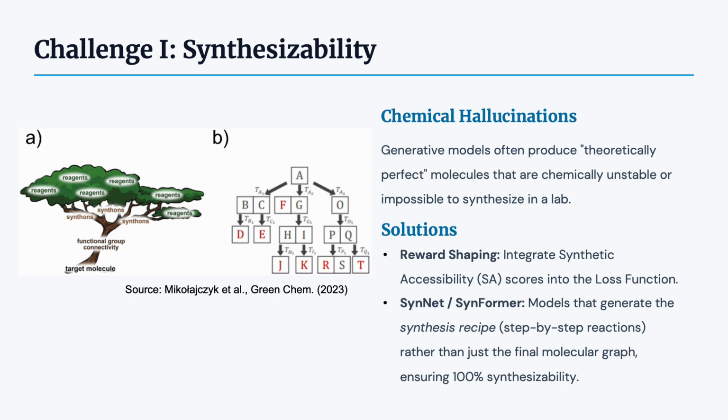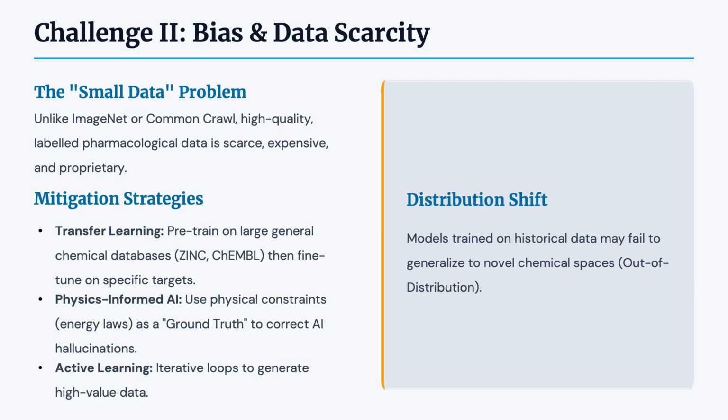Moving to the current challenges, the first is synthesizability. Generative models often hallucinate. They create a perfect molecule that cannot actually be made in a lab. To fix that, we are now using solutions like reward shaping, where we penalize complex synthesis in the loss function. We're also using tools like SYNTHIA, which generates the recipe for the molecule, not just the structure, to ensure synthesizability.